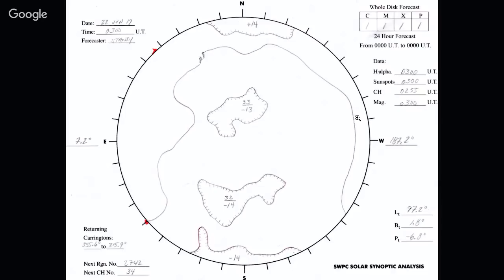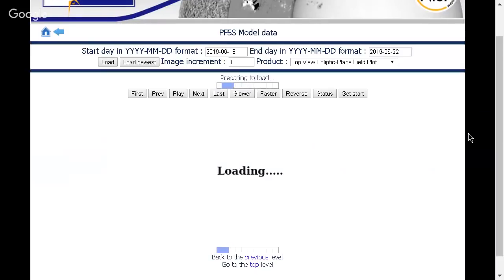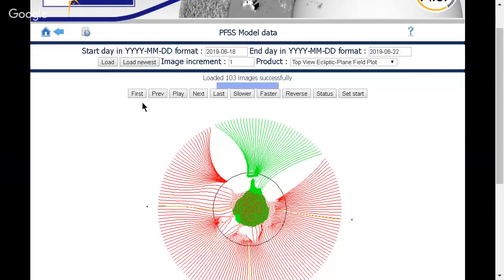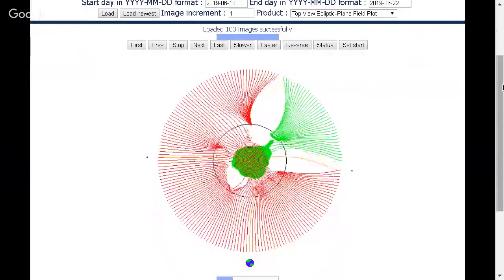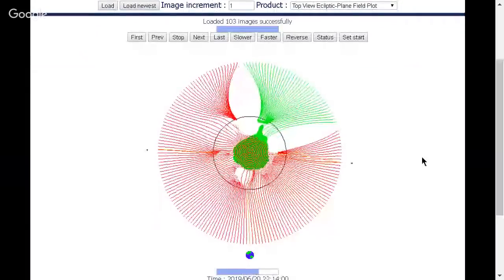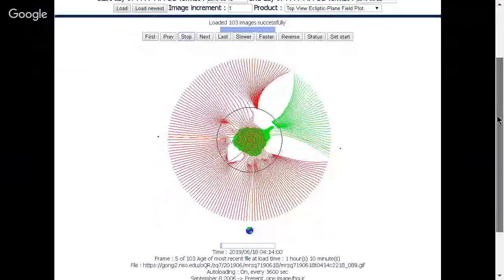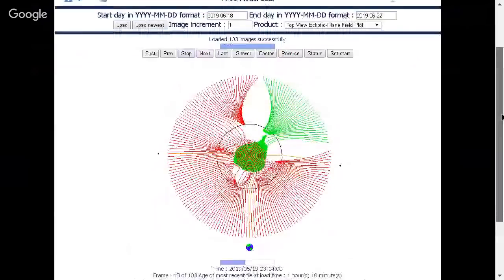So nothing going on there. Let's move on. Here's a synoptic map. Nothing but a couple of coronal holes, which we would not be surprised to see reconnecting to the Earth as the earthquake risk continues. The coronal hole issue. Let's look at the GONG too. This is the top view ecliptic plane field plot, as if you're looking down onto the North Pole of the sun.